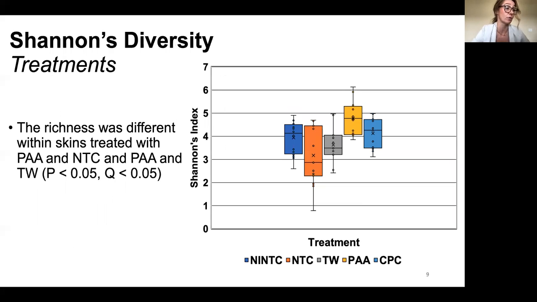Shannon's diversity, or richness, describes richness of the sample, and it is as well an alpha diversity metric. Richness describes a number of different species present within the sample, and Shannon's diversity index describes how diverse species are within the community. And here, similar results were observed as were seen with the Pielou's evenness for the treatment groups. The richness was different within skins treated, again, with PAA and no treatment control, as well as PAA and tap water.